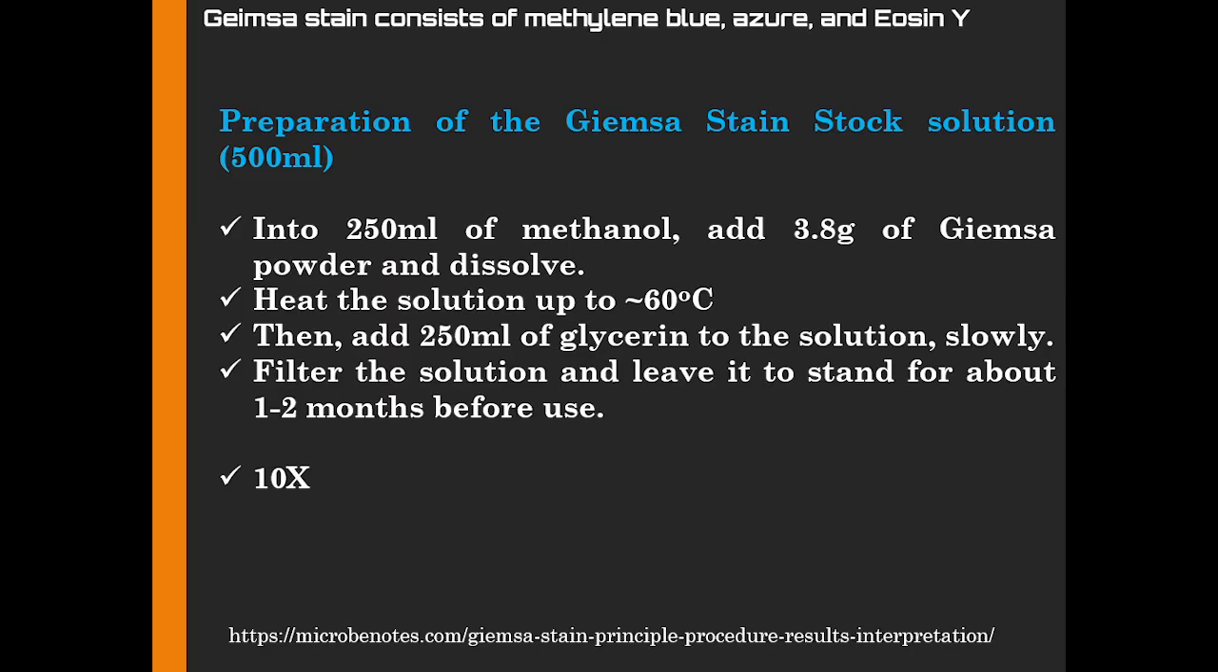Now if one has to make a stock solution of Giemsa, how can they make it? As the description here shows, one can take 250 ml of methanol and add 3.8 grams of Giemsa, heat the solution up to 60 degrees, then add 250 ml of glycerin to the solution, but this has to be added gently and slowly. After that it can be filtered, and then it can be stored at room temperature for 1 to 2 months.